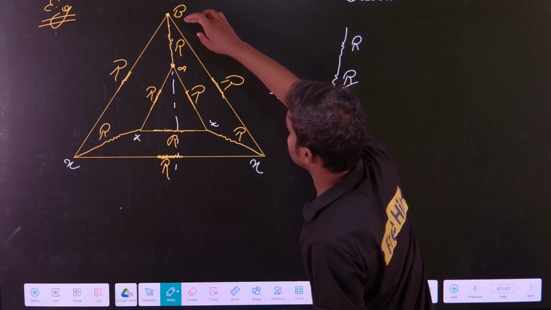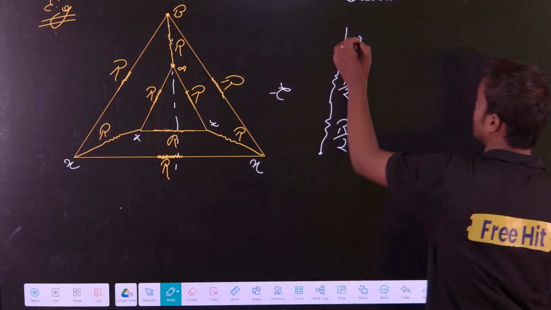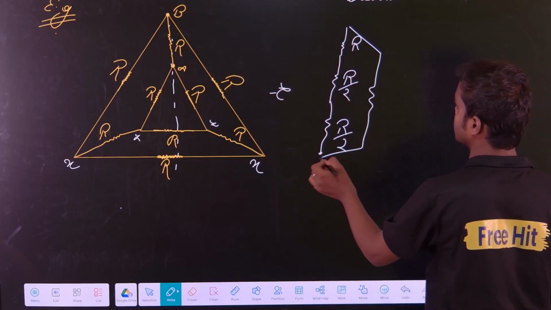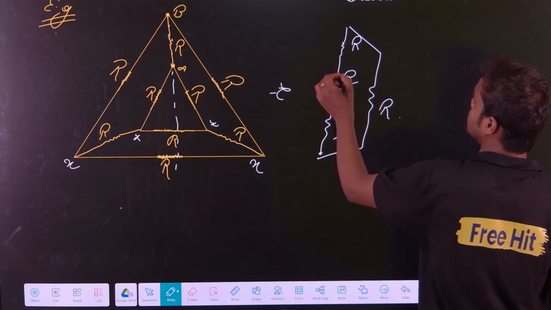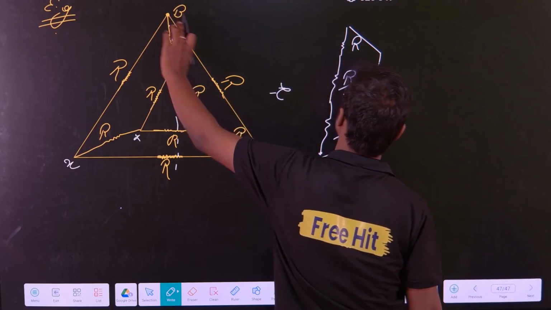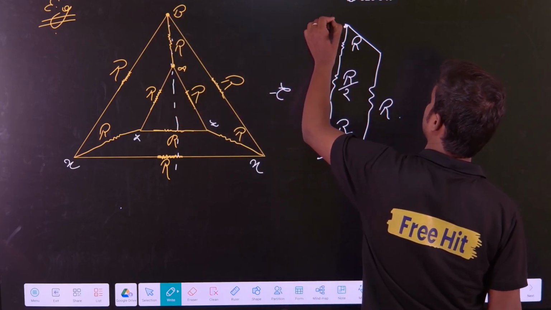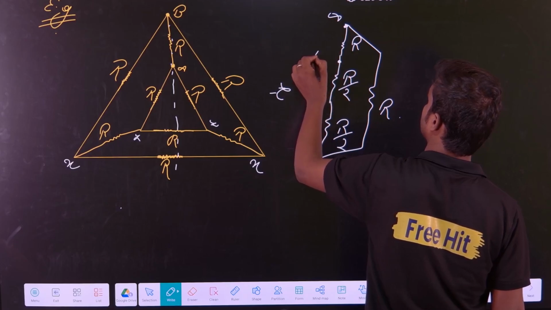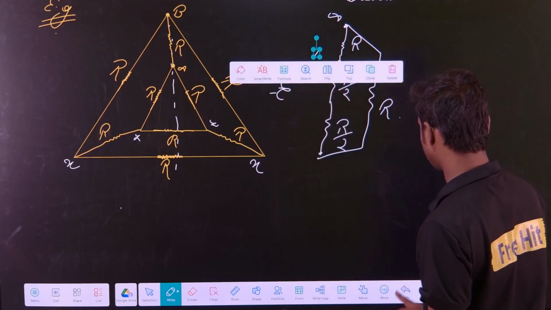Now you are getting this resistance between v to x, r is there, this resistance is there, r is there. And what are point A and B? This is point A, and this point is point B. Now you can simply solve, then no problem.